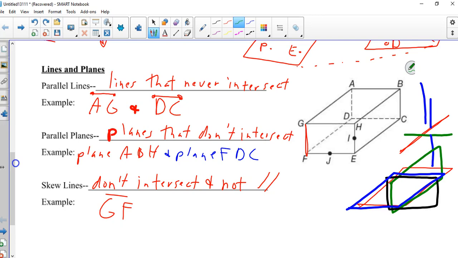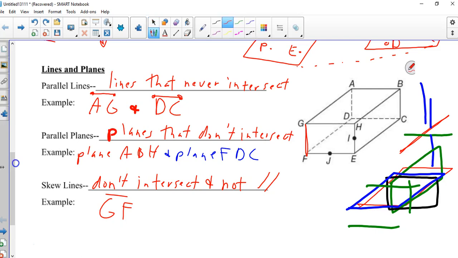Now, they can't be parallel. So I can't just say AG. Those won't intersect, but they are parallel. So we can't use that. We can't use FE or GH. Not parallel, but they intersect. So it's got to hit both stipulations.